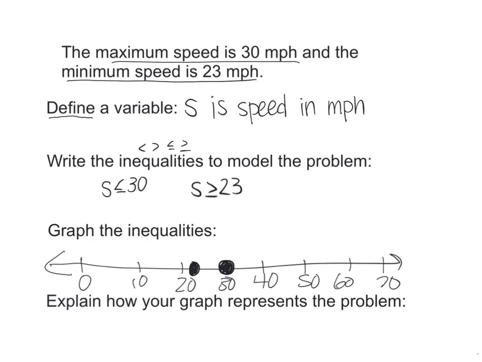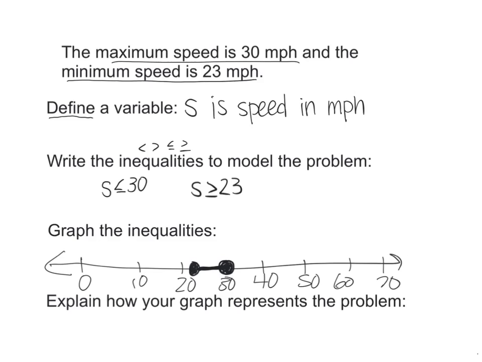Now, to figure out where I draw my line, I think, what numbers could it be? Could I have 10, 0, 20? No, because it needs to be bigger than 23. But could I have 40, 50, 60? No, because it needs to be less than 30. So the only places it can be are right in between the dots.